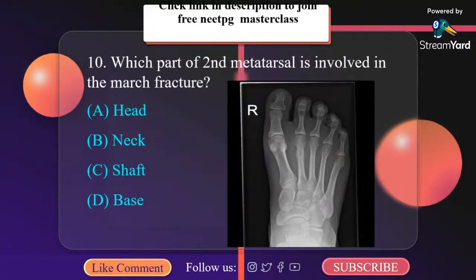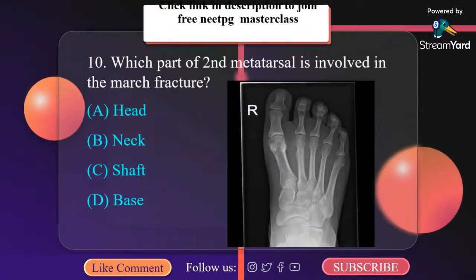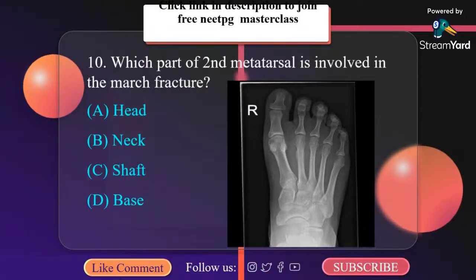Which part of the second metatarsal is shown in the March fracture? A. Head, B. Neck, C. Shaft, D. Base. It is neck.